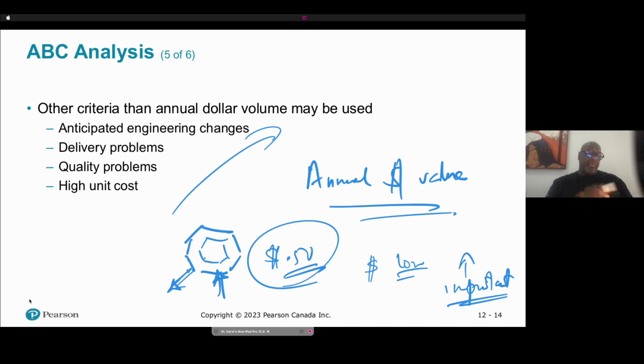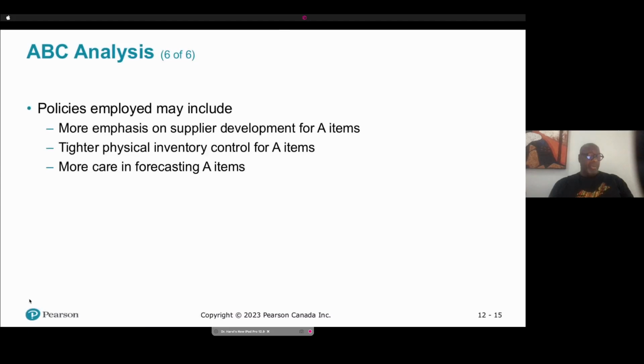So it means that you have to find other criteria when you're classifying inventory, not just cost or revenues, all right? So you see here that other criteria other than annual dollar volume can be used based on anticipated engineering changes that might happen. So if a part is necessary for that, then they're going to make that important. If you have some delivery challenges, there may be some items based on the challenges that you face, you want to prioritize them based on quality challenges or based on the unit production costs. All right.